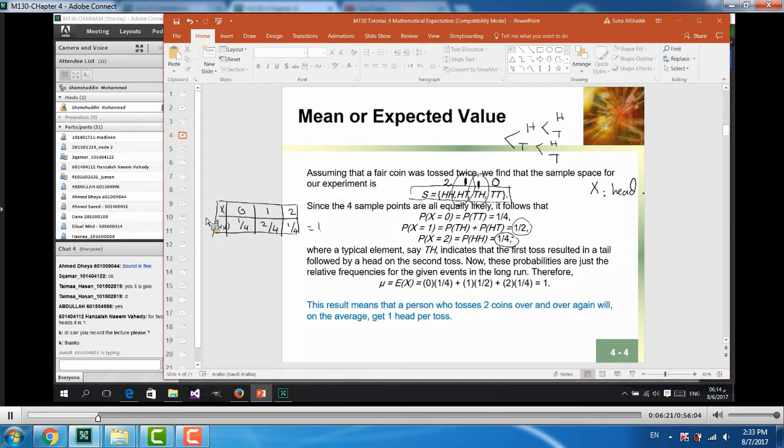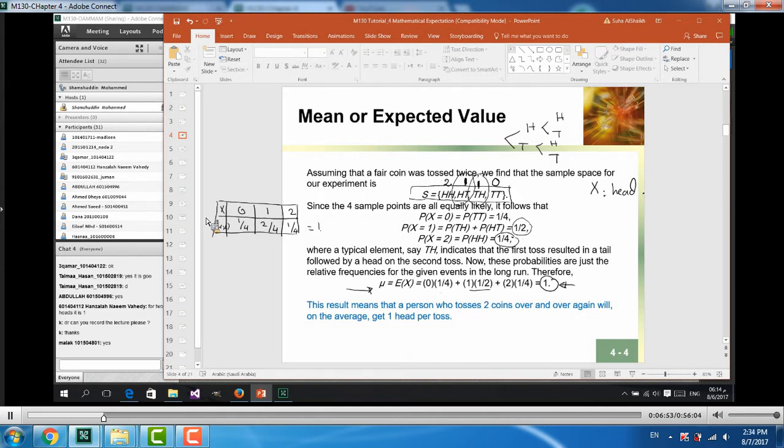So the expectation, the mu of x, expectation of x is 0 times 1 over 4, 1 times 2 over 4, which is half, 2 times 1 over 4. Multiply, find the total. It happens that this time it's equal to 1. By the way, it's not 1 all the time. It happens that in this example the mean or the average or the expectation is equal to 1.